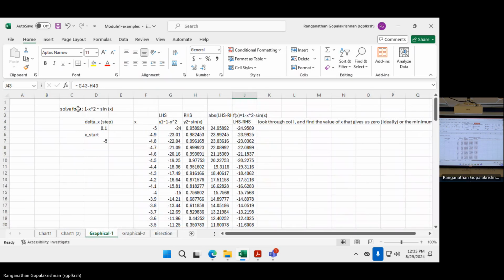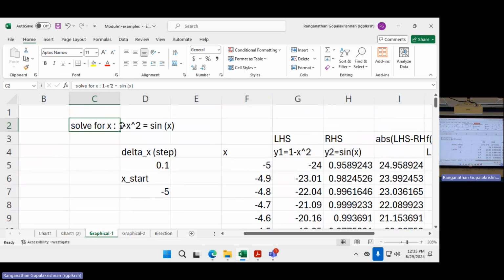I wrote my function is 1 minus x squared equal to sin x. Well, this problem isn't very different from what we did. All you have to do is just write x squared equal to sin x.